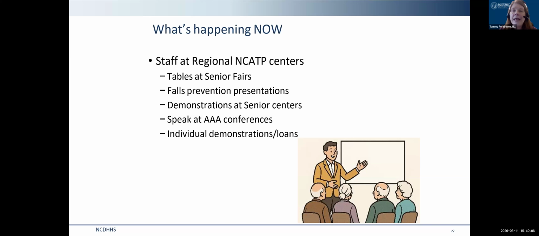It includes having tables at a senior fair. Typically, the agency has the senior fair, NCATP comes with a table, and you bring demonstrations of all different kinds of things, possibly an Alexa with lights, possibly a dustpan with an upright handle. Some things are very low tech, some things are much higher tech.